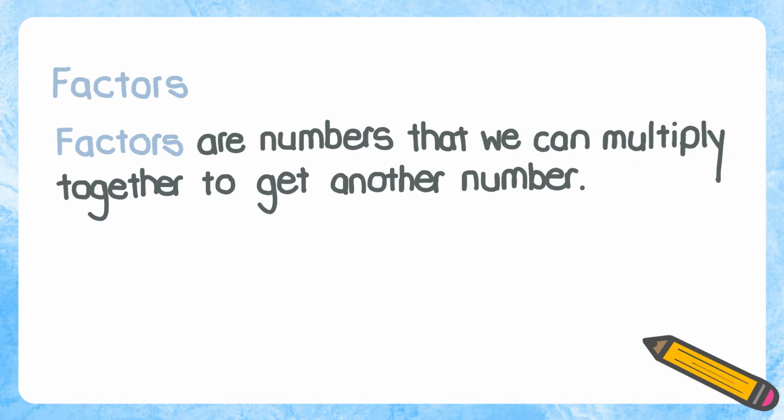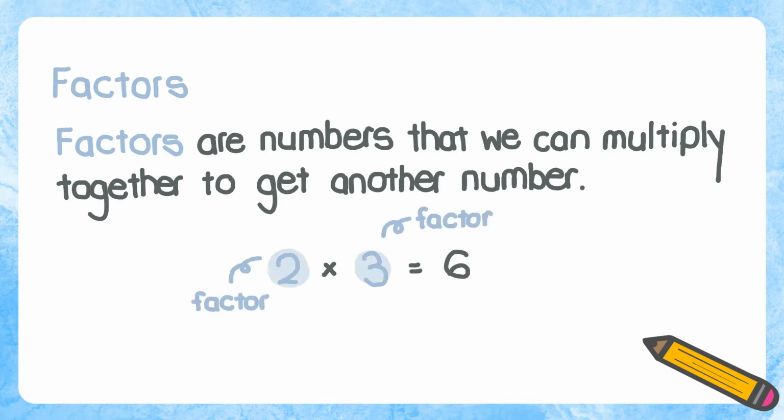Let's start off by looking at the idea of factors. Factors are numbers that we can multiply together to get another number. So for example, let's look at this. 2 times 3 equals 6. In this case, 2 and 3 are factors of 6 because we multiply them together to get the number 6.